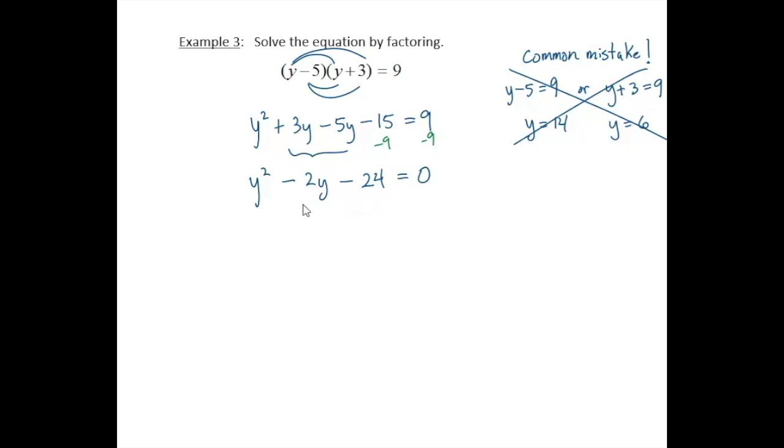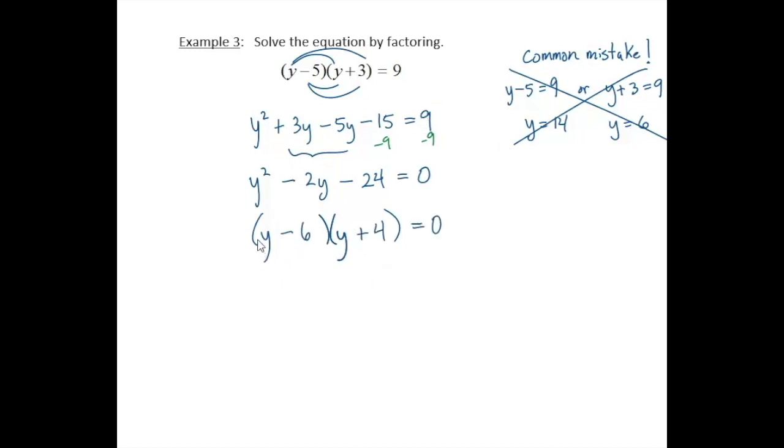Now we need to factor this trinomial. We'll have a y in each of the first positions to get y times y equals y squared. And in the second positions, we need factors of 24 with opposite signs. In this case, we're going to want a negative 6 and a positive 4 so that we get a sum of negative 2y when we look at the product of the inner terms and the outer terms.